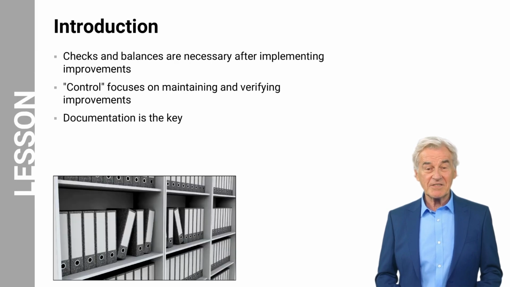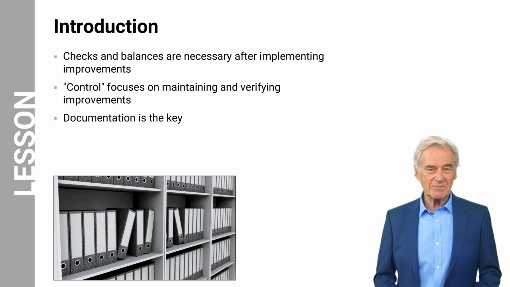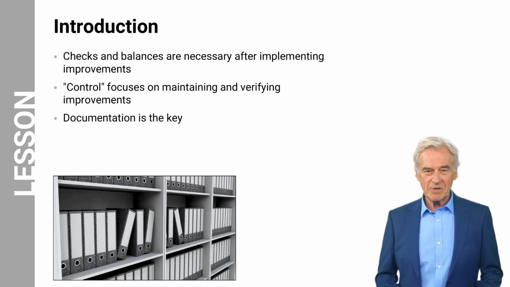The control phase of the DMAIC process serves a critical function after improvements have been implemented. Its primary purpose is to establish robust checks and balances that verify and maintain the enhanced quality of the process. This stage ensures that the implemented solutions deliver the intended improvements and continue to do so over time.